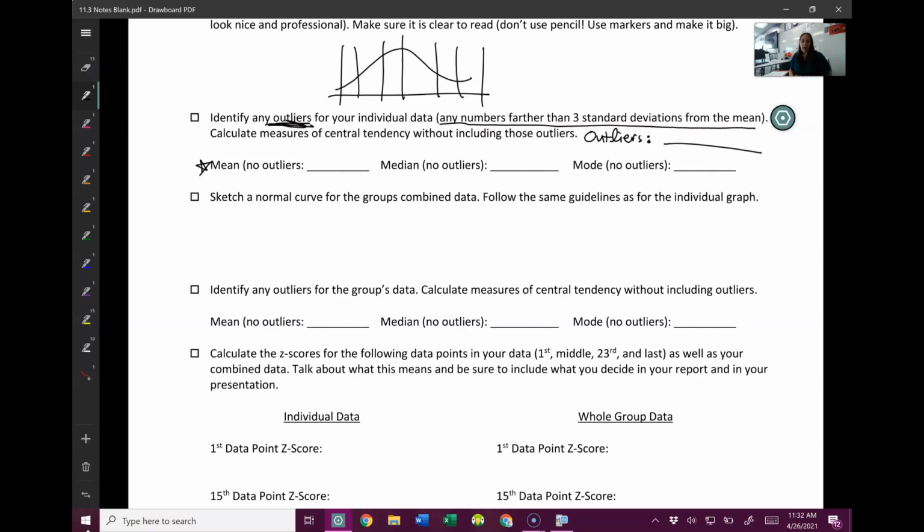The idea behind this is if you take your outliers out, your data should be more normally based. It should look more like a bell curve, which means your mean and the median should be closer to the same. So that's what we're testing here. If we take the outliers out, do our mean and median come closer together?